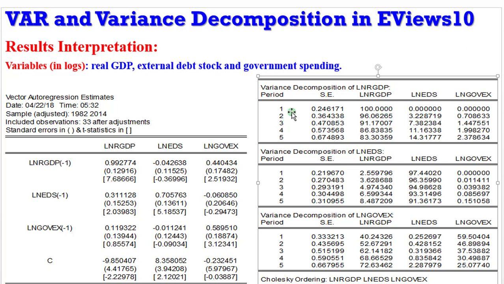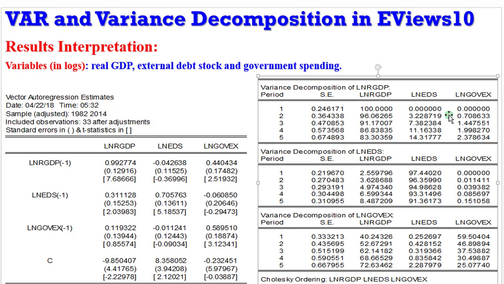In the short run, looking at year 1, I'll simply say that 100% of forecast error variance in real GDP is explained by the variable itself. So that means other variables in the model do not have any strong influence on real GDP.